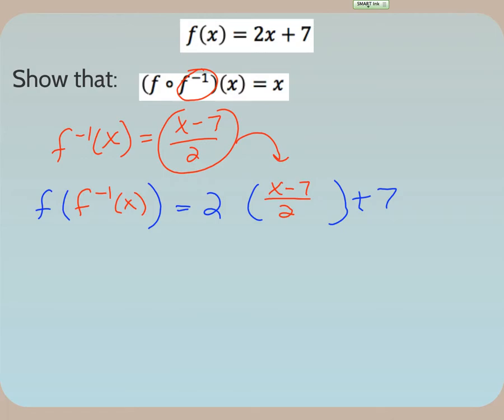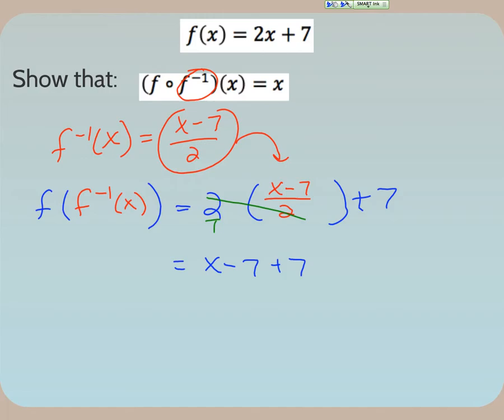Because here's the point where I think that some people might look at this and be like, oh, duh, it's just x. But since it is a show that problem, we need to go through that process of showing everything that's going to cancel out and leave us with x at the end. So for example, what happens with these 2's? Those cancel out. So I end up with x minus 7. I don't really need those parentheses anymore because that multiplication is over. So x minus 7 plus 7.